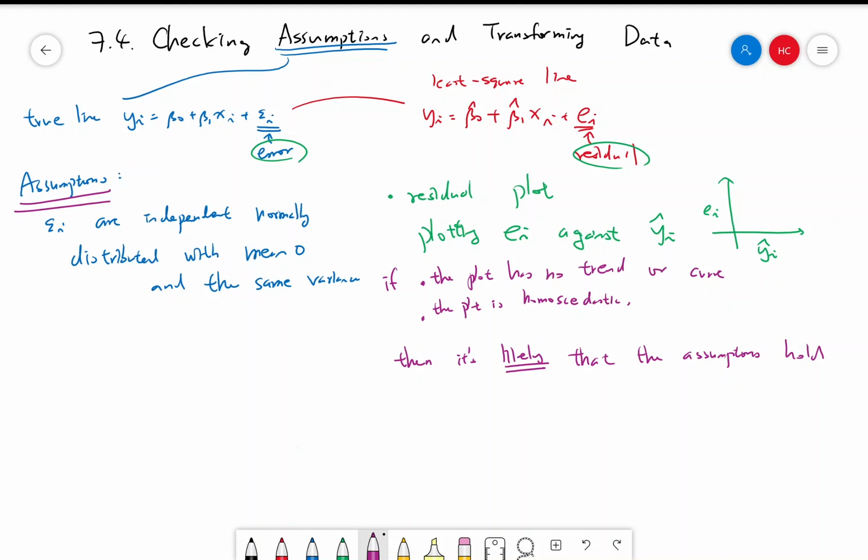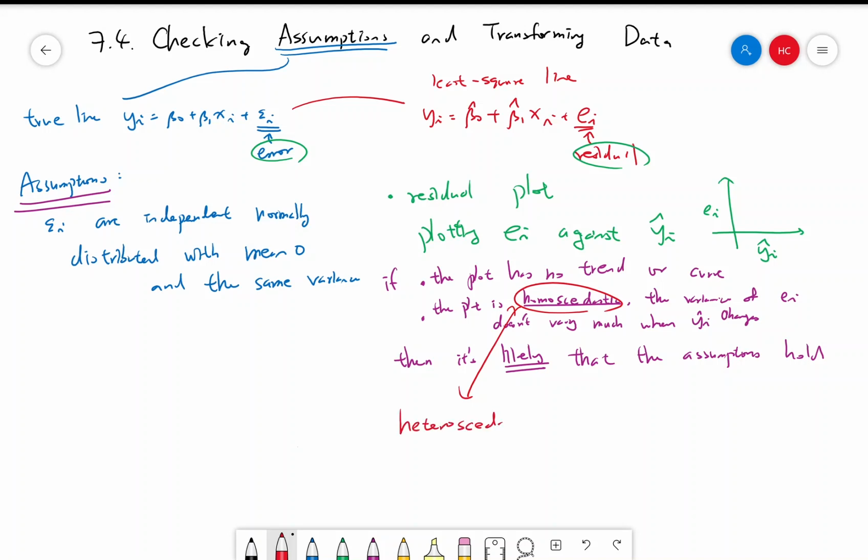I'm going to explain what it means right away because it's a new word. So homoscedastic means that the variance of ei doesn't change, doesn't vary much, when yi hat changes. Okay. And the opposite of homoscedastic is heteroscedastic.